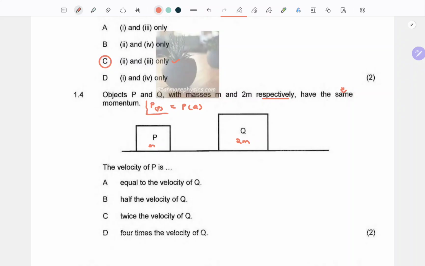So this is the law. Now whatever we do needs to satisfy that law. Very important. Now, we are being asked whether the velocity of P is equal to the velocity of Q. Is that the case? Or is it half the velocity of Q? Or is it twice the velocity of Q? Or is it 4 times the velocity of Q?